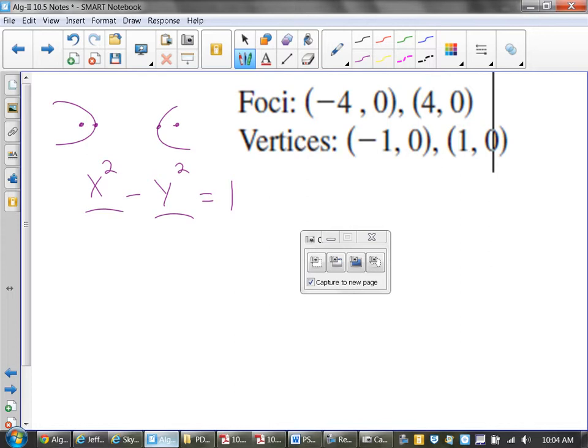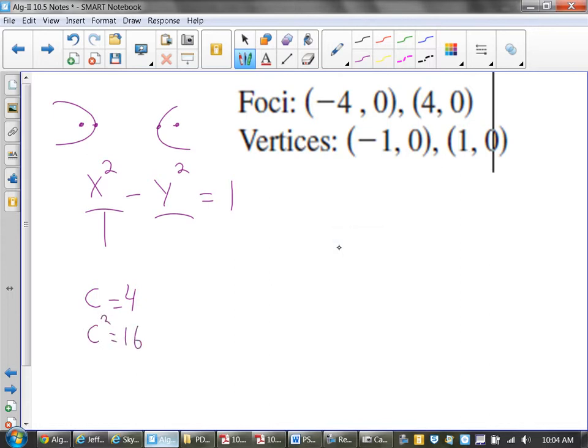Now I just have to figure out what A and B are. A is 1, so we square it and get 1. Now, I know that C is 4, so what's C squared? 16. In order to figure out what b squared is, remember, c squared equals a squared plus b squared. So 16 minus 1, what's b squared? 15.